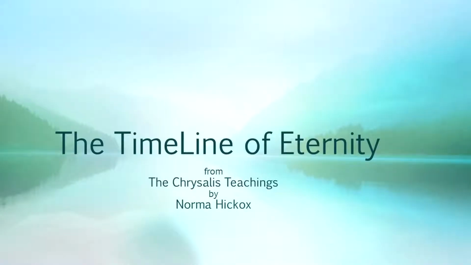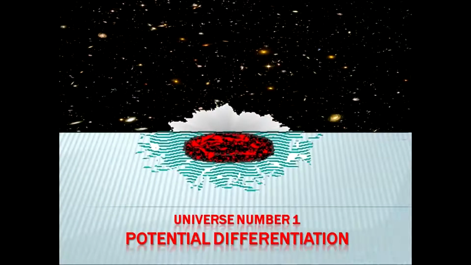I was given a look at the evolving universes that went through 7 phases of buildup, then imploded, and started the same buildup again, leading eventually to the Big Bang. Universe number 1, tone of C, color of red, potential differentiation.